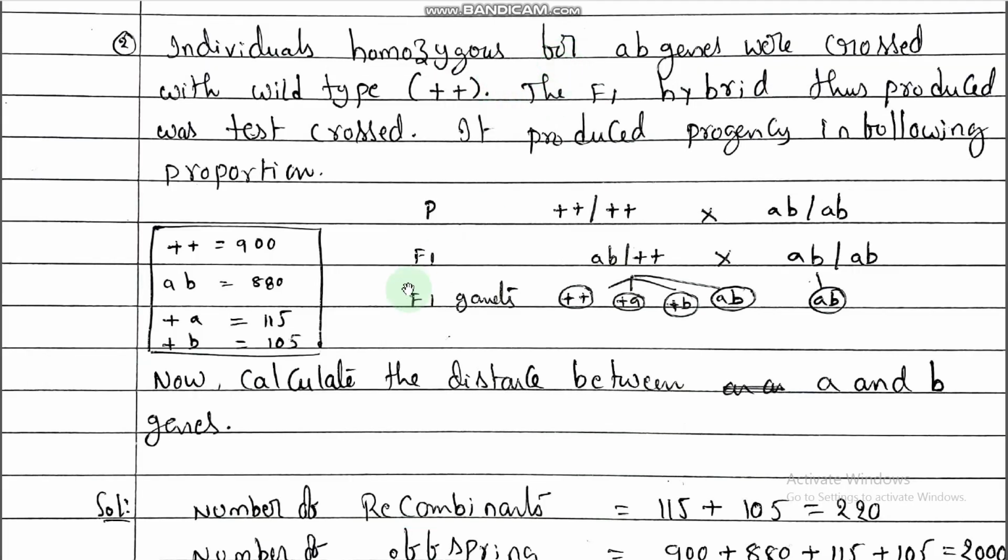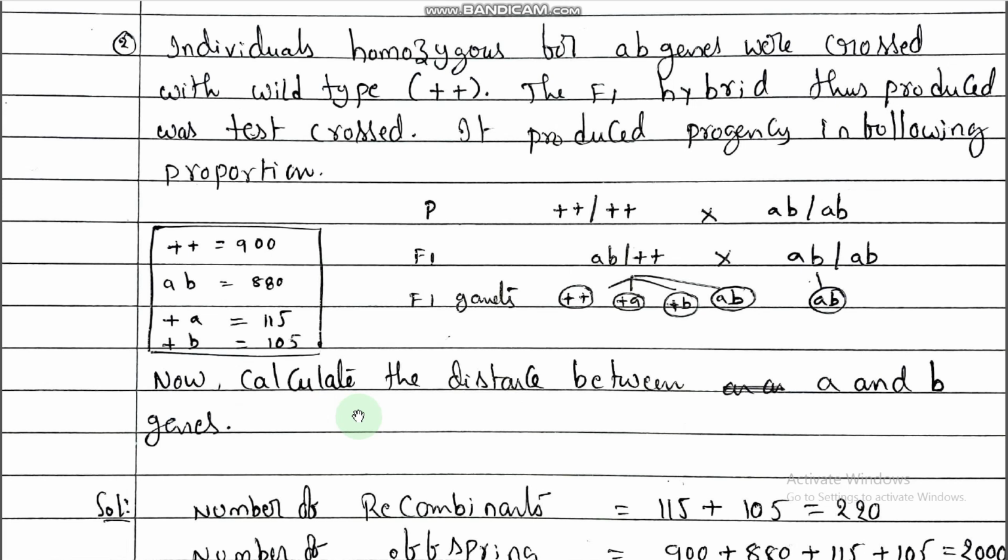Right? So F1 with whom? F1 with the recessive parent, that is called a test cross. So the F1 hybrid thus produced was test crossed. It produced progeny in the following proportion. So after the test cross, some progenies are formed. Now calculate the distance between A and B genes.